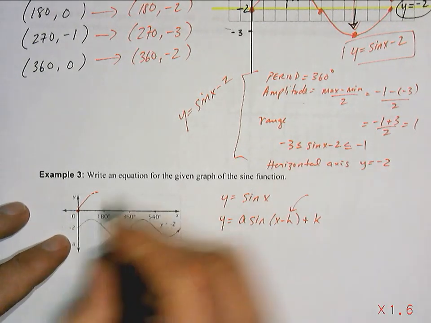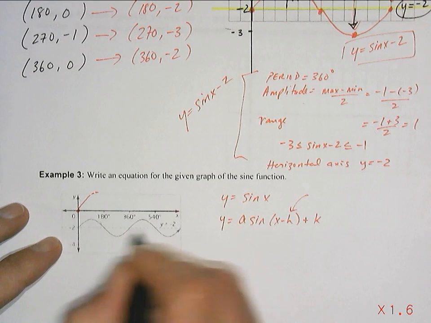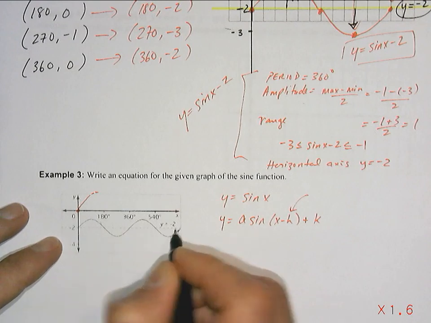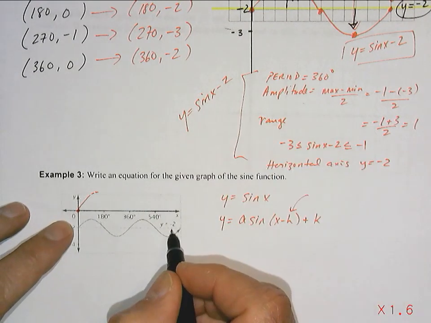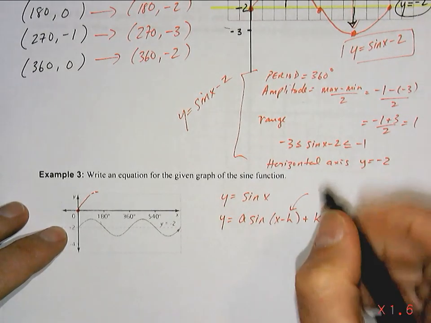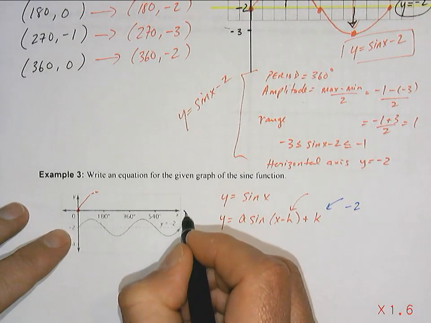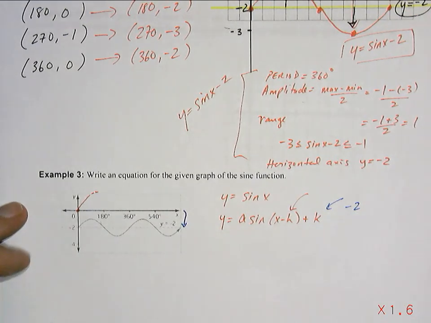If you take a look at this, you can see this goes down to -2, and it's telling you that this line is y equals -2. So that means that the horizontal axis has been shifted down 2. That indicates to me that k is -2 because this horizontal axis has been shifted down to -2.